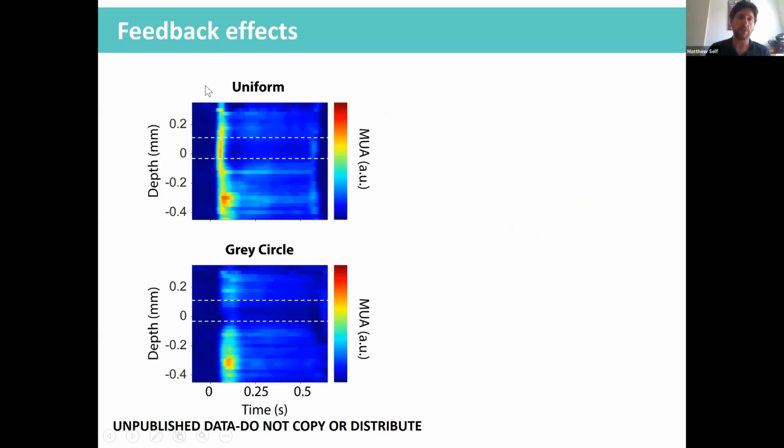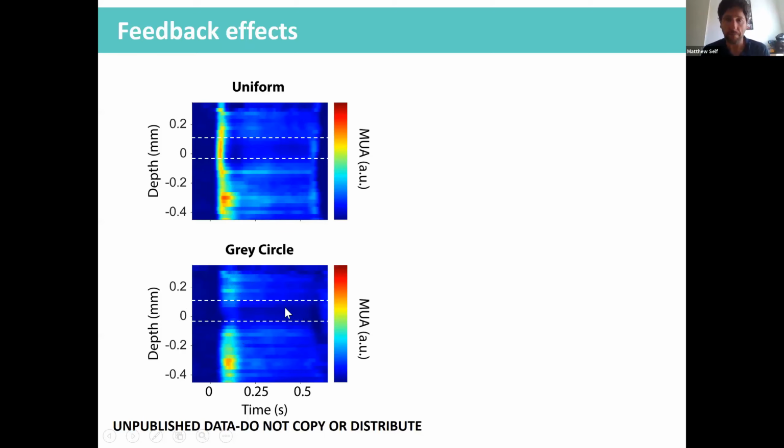In the uniform condition, we see a similar laminar profile to what we saw in the monkeys. So a strong peak of activity in response to this grating. This is layer 4 in the mice, so it's a lot smaller than it is in the monkeys, so it's just a couple of contacts. But in the gray circle condition, we really see a very dramatic difference. There's much weaker activity in layer 4. You see a very strong response in the deep layers, a reasonably strong response in the superficial layers, and almost nothing in layer 4.